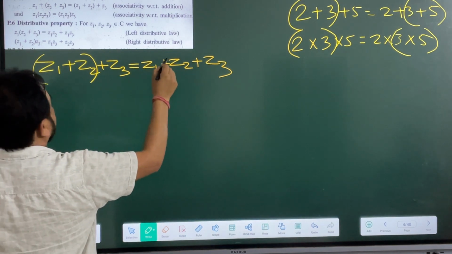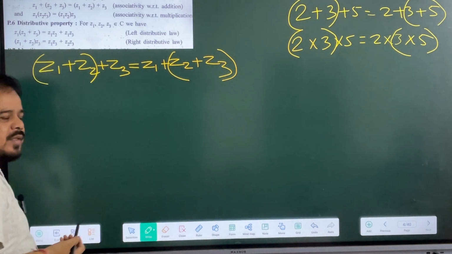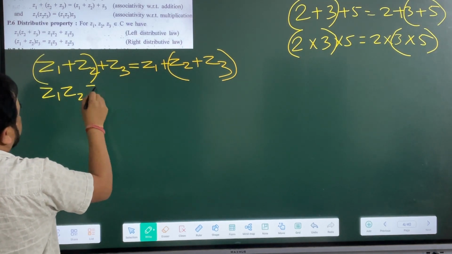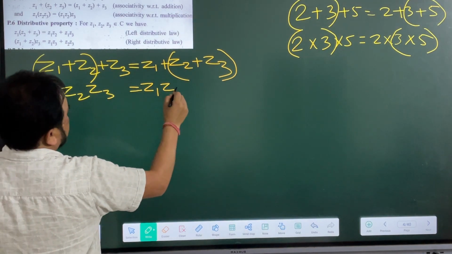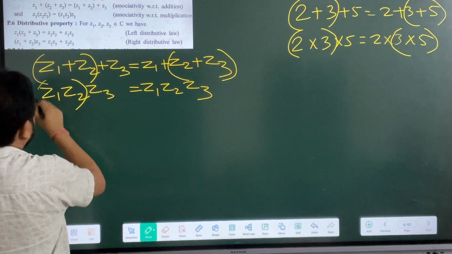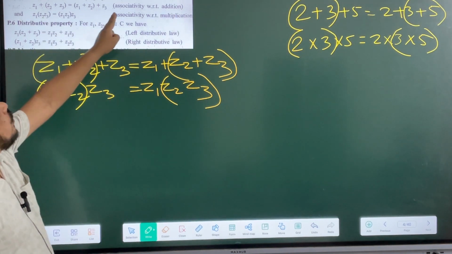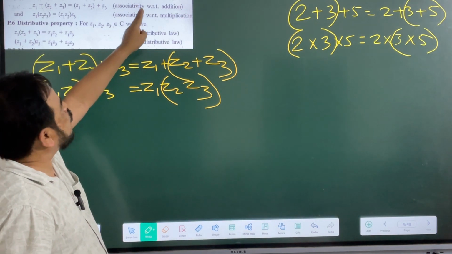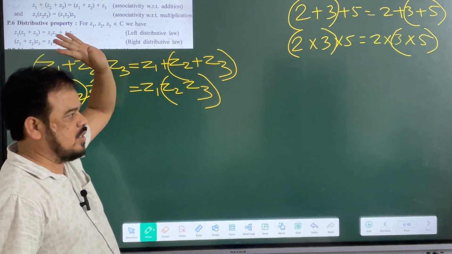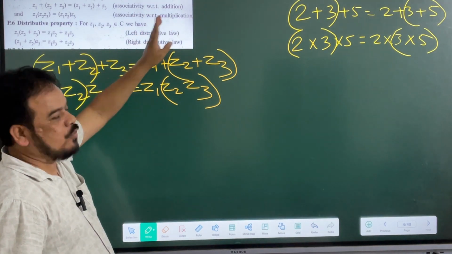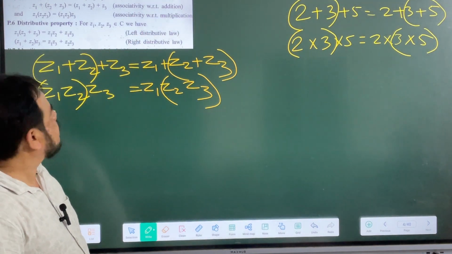Putting the bracket here or here, same thing. Then similarly, Z1, Z2, Z3. Wherever you put the bracket, associativity holds with respect to addition for complex numbers, and associativity holds with respect to multiplication for complex numbers.